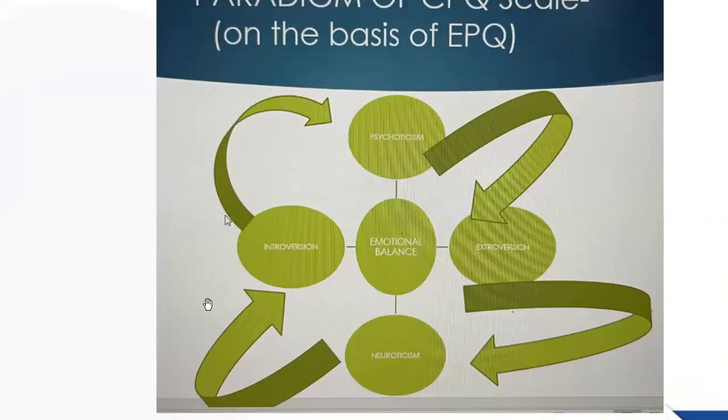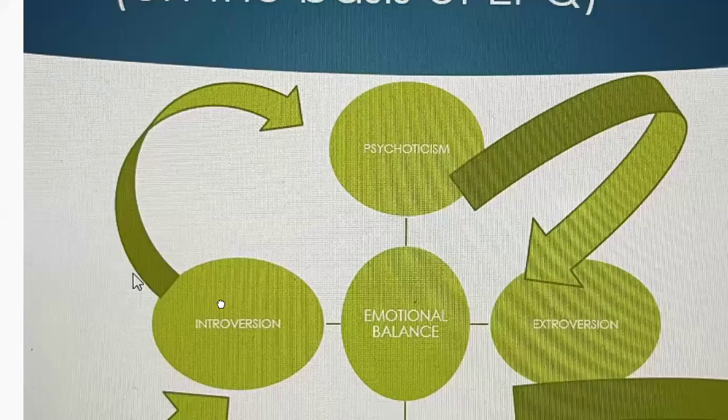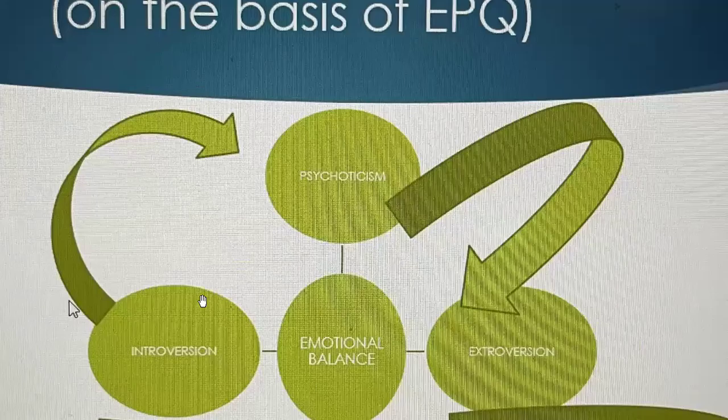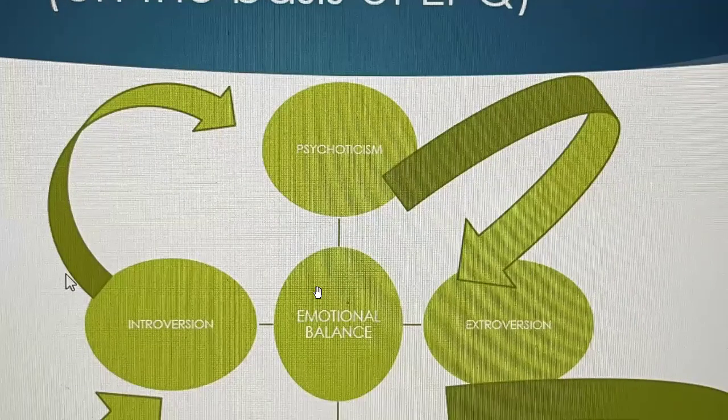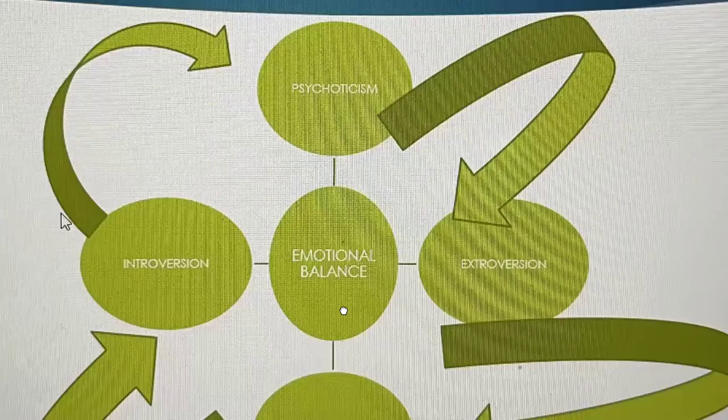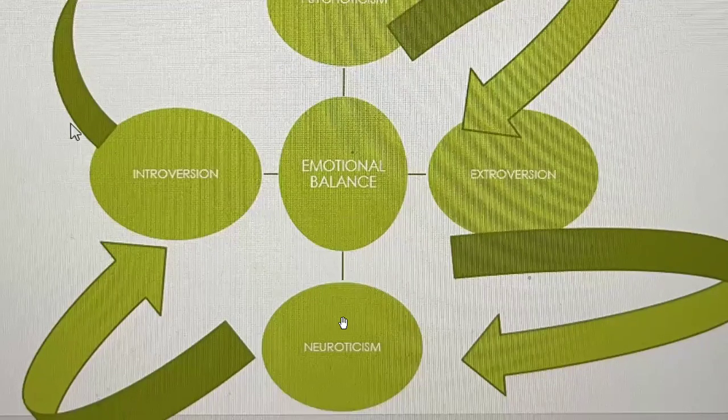See, on the top, the word is psychoticism. On this side, you can see a curve coming. This is extroversion. On the other side, you will find introversion. And on this side, you will find neuroticism. In the middle, like an equator, is emotional balance.